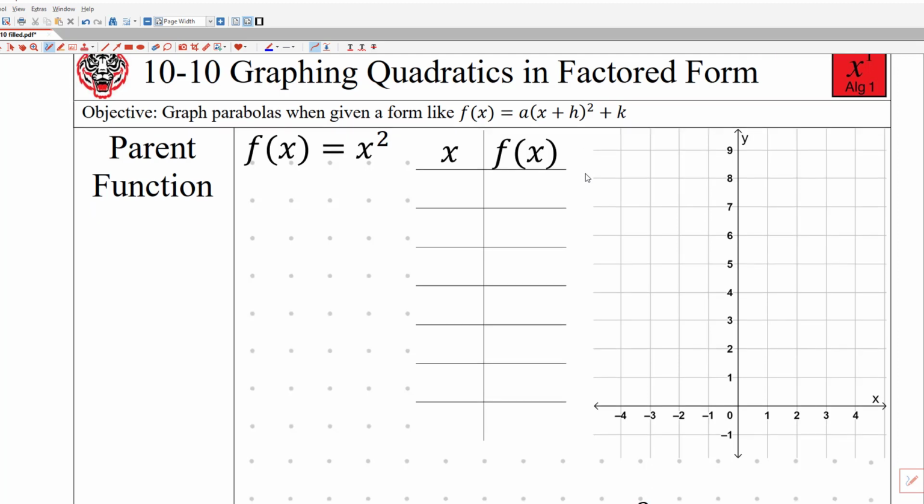So let's talk about the parent function. And what do I even mean by parent function? I haven't really talked about this very much. A parent function is just the starting function, the most basic OG function that you can get here. And for quadratics, that's x squared. I mean, it has a square in it, and therefore it's a quadratic. That's the definition. So what does this parent function look like?